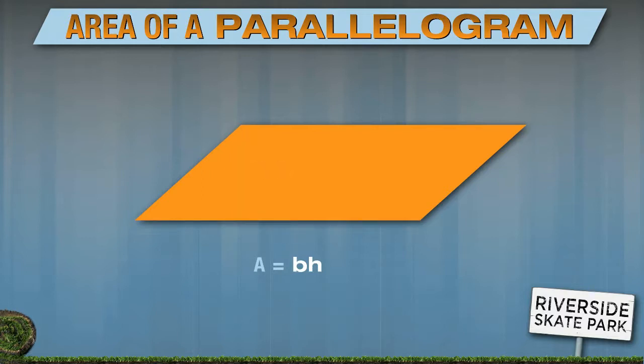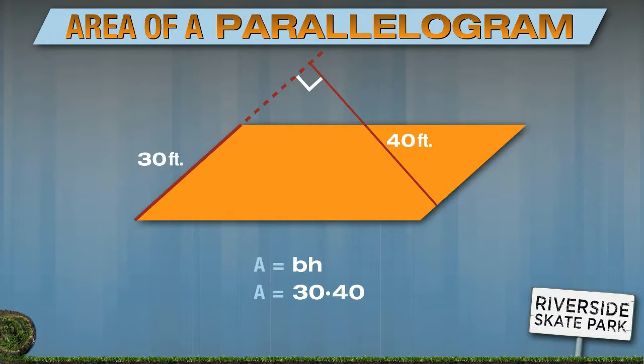The area of a parallelogram does not change, even if you use another base and its corresponding height to do the calculations. Let's use this side as our base. It measures 30 feet and the corresponding height is 40 feet. The area is 30 times 40, still 1,200 square feet. They said each roll of sod covers 10 square feet, so we need 120 rolls to do the job.